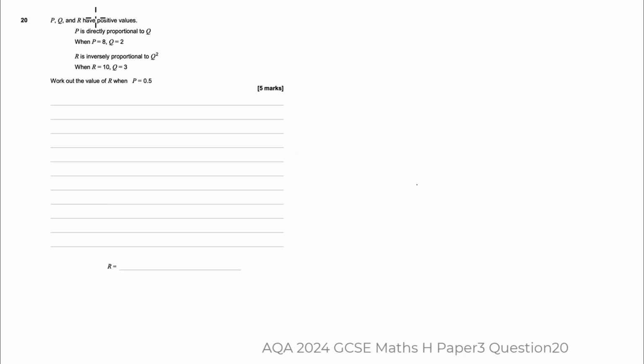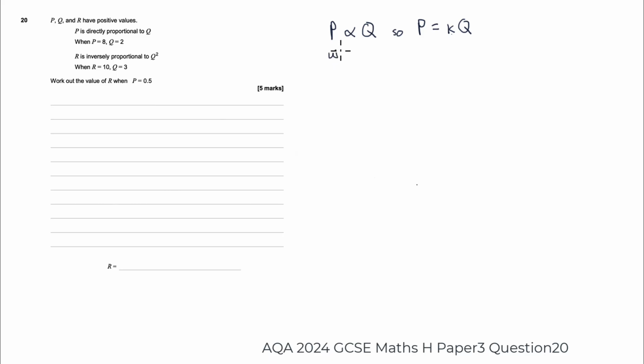So here we have question 20, and this is to do with direct and inverse proportion. We're told that P is directly proportional to Q. That's what this little symbol means. P directly proportional to Q. So what does that mean? Well, it means that we can find P by multiplying Q by some constant K.